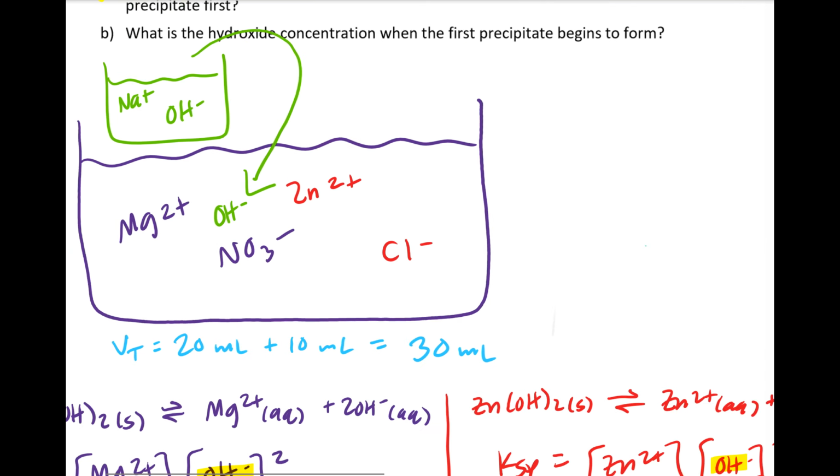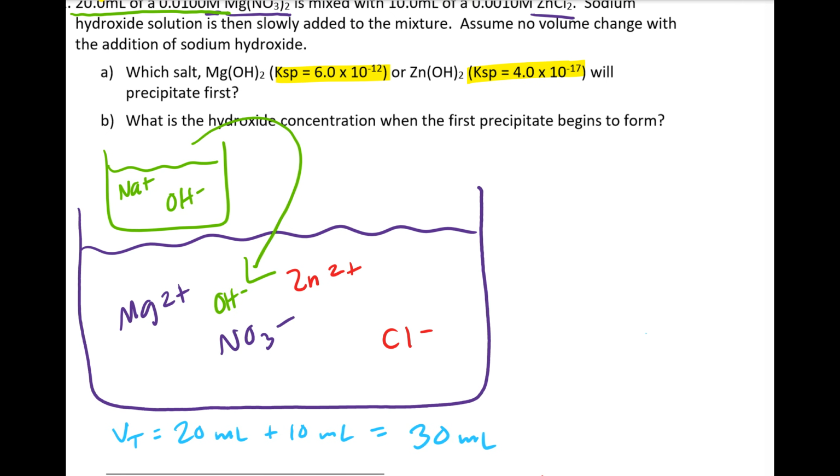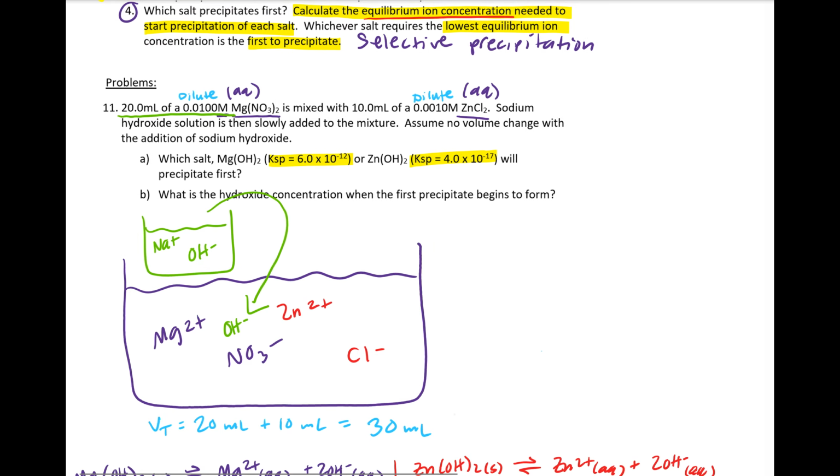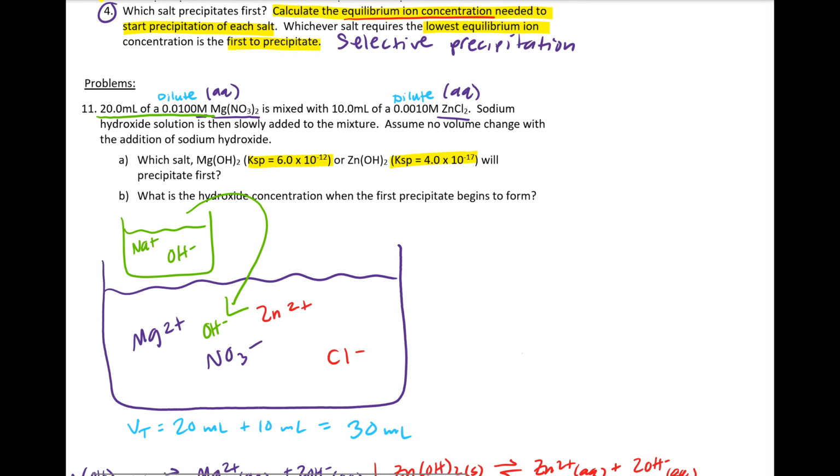So we can do that real quickly. And there's a couple ways you can go about this. You can use the dilution formula, M1V1 equals M2V2. That's perfectly fine. Or you can think about it this way. Okay, well, how many moles of magnesium ion are there? Divided by the total volume. And so how many moles of magnesium ions are actually there?